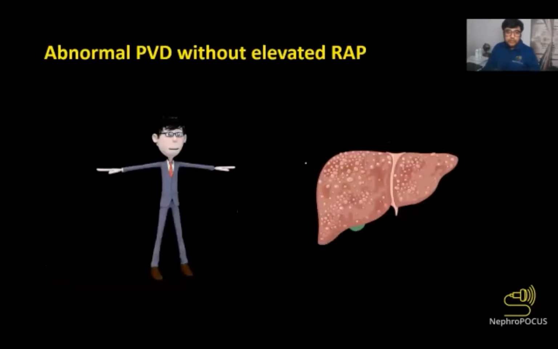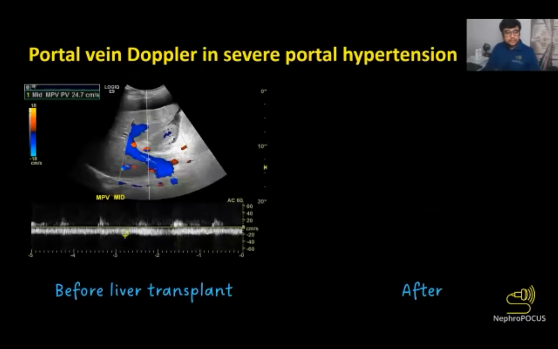And abnormal portal vein Doppler without elevated right atrial pressure can be seen in two important scenarios. One is liver cirrhosis, where the portal vein is reflecting the local changes and arteriovenous malformations rather than reflecting the right atrial pressure. So at baseline, the portal vein can be hazy and a little bit pulsatile even without elevated right atrial pressure. And in otherwise healthy young people, it can be pulsatile too. So it has to be interpreted in the right clinical context.